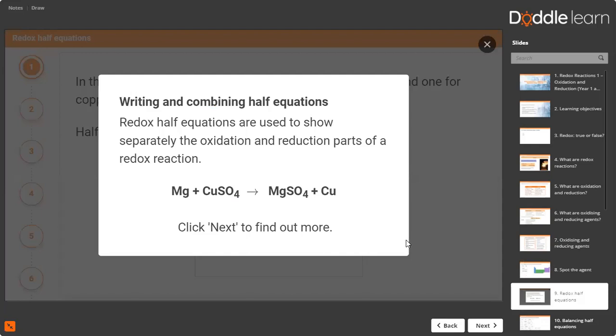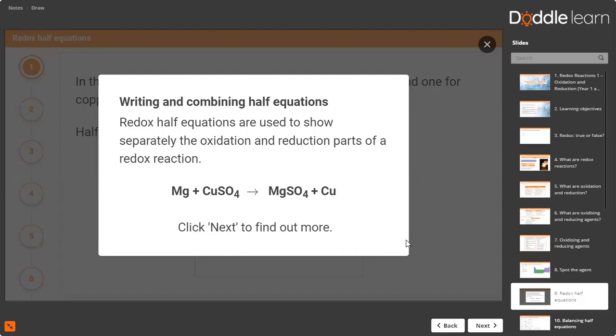So redox half equations, why do we have them? What are the points of them? What they're used for? Redox half equations are used to show separately the oxidation and the reduction parts of a redox reaction. So before we were just showing those whole equations.